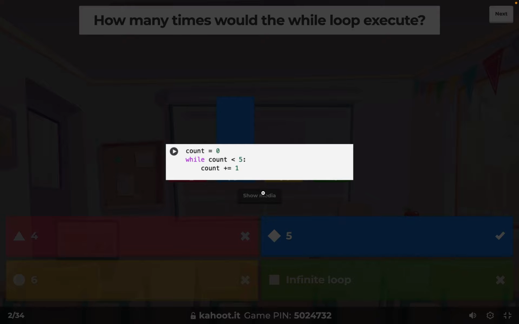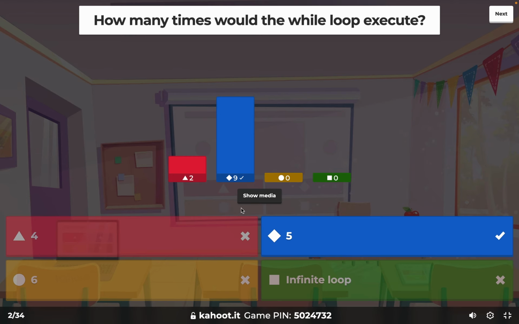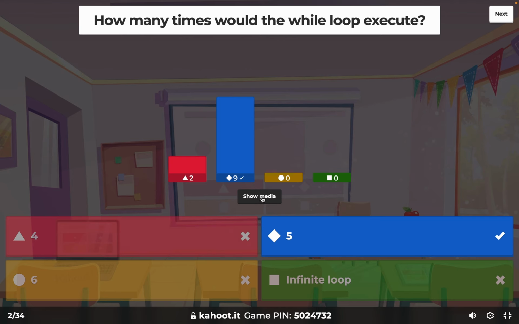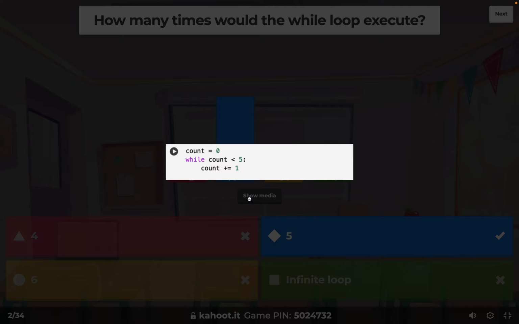Okay, so this one is the same thing, but when count gets to 5, it wouldn't actually execute again, right? Because it has to be less than 5 for it to enter this while loop. So how many times will the while loop execute? Even though it prints 0 at the start, the first count when it enters the while loop is equal to 0.